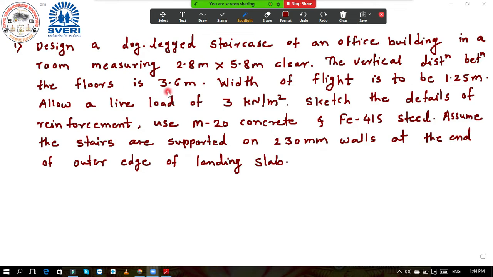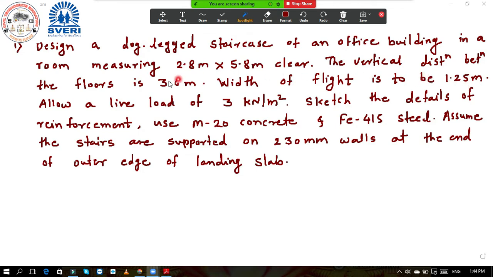So if you start climbing the stair from the ground floor, then to reach the first floor the distance between those two floors is 3.6 meter. Okay, floor to floor distance. The width of the flight is to be 1.25 meter. So the width of a single flight is 1.25 meter.